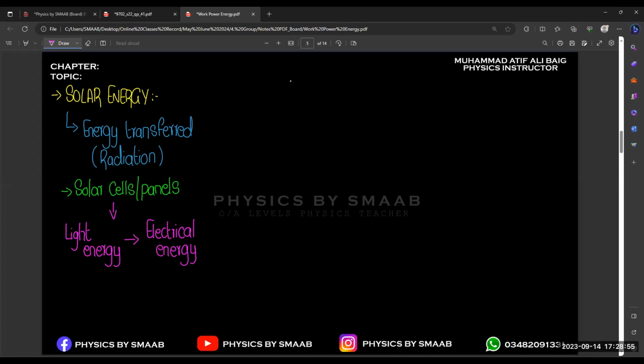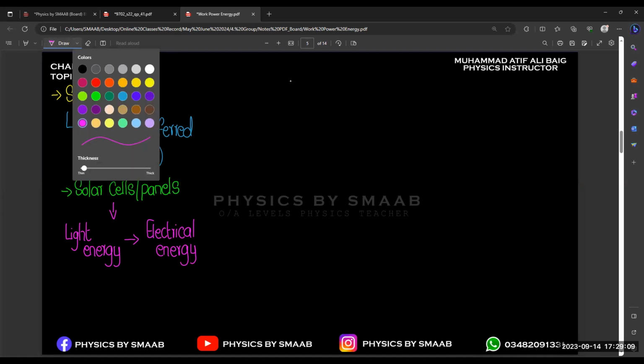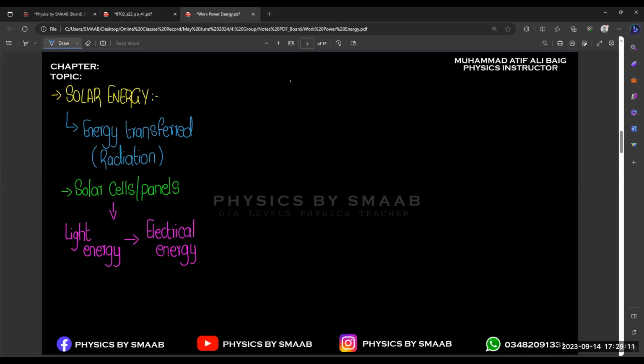And we already discussed that solar is a renewable energy source, right? And further, if we talk about some important points related to solar energy, the very first important thing is that it is renewable. Any other point that you want to add for solar energy?